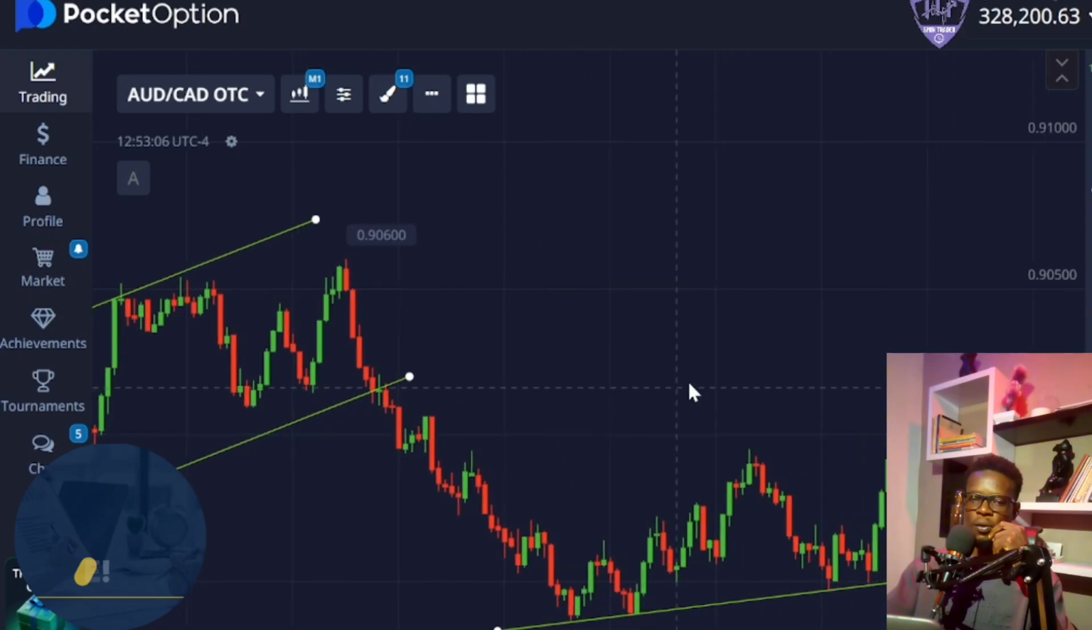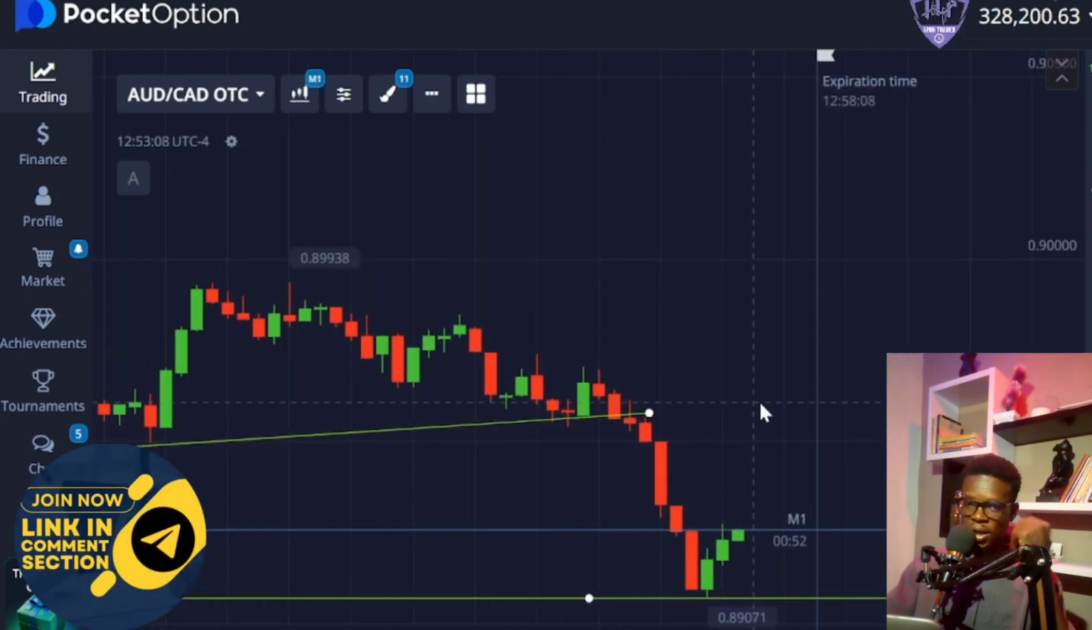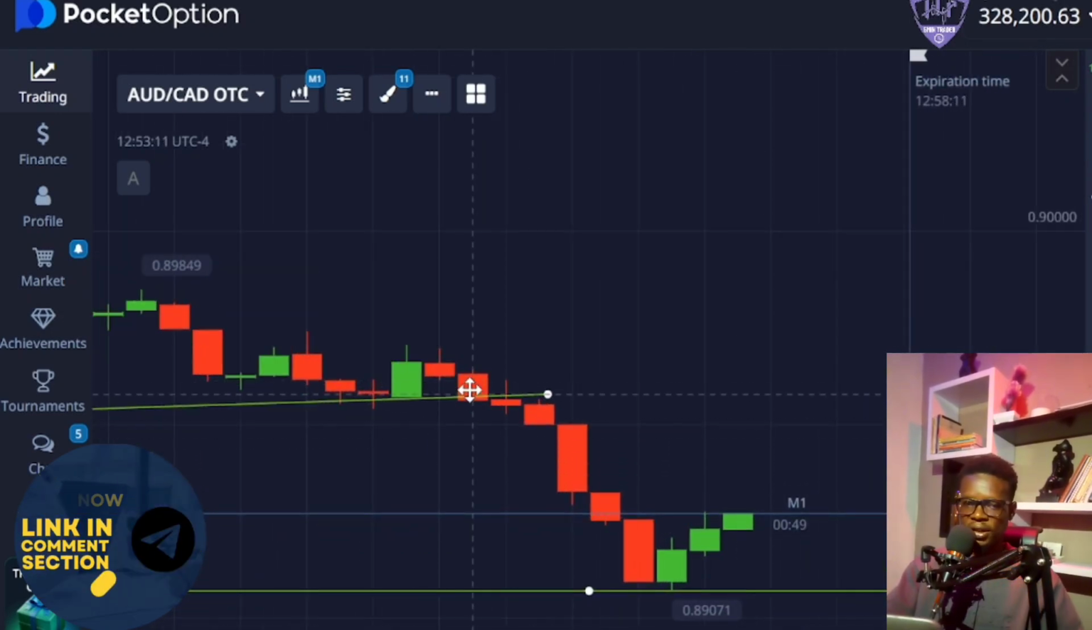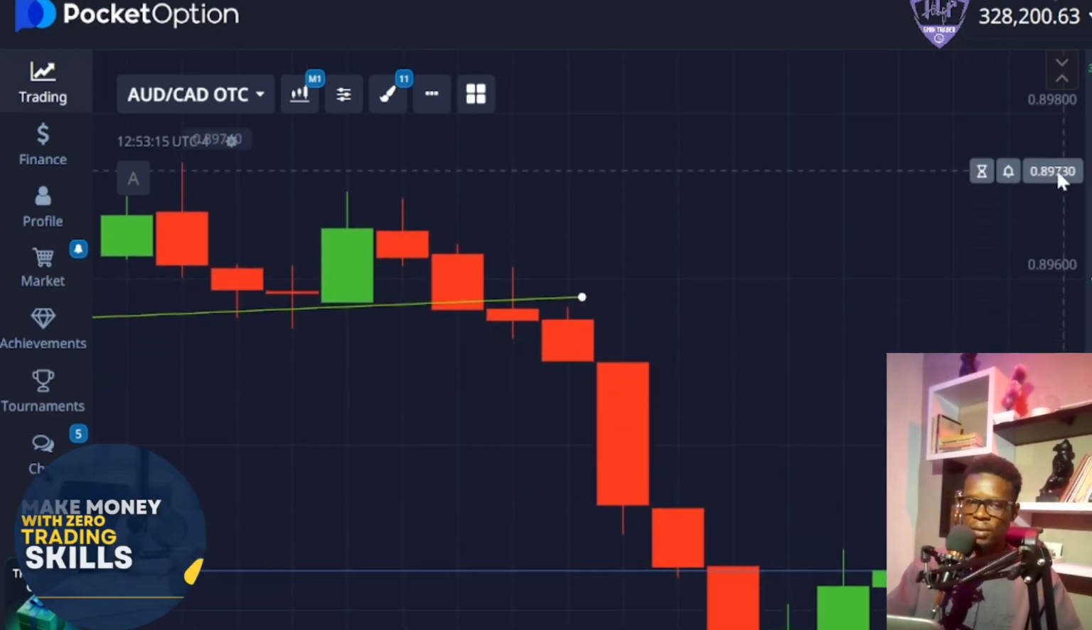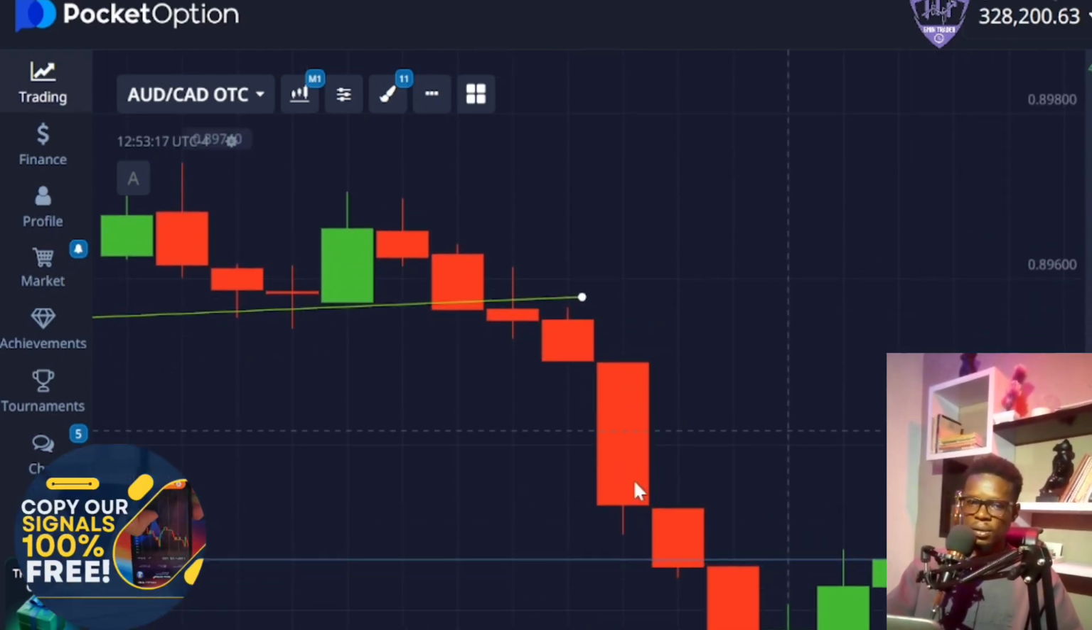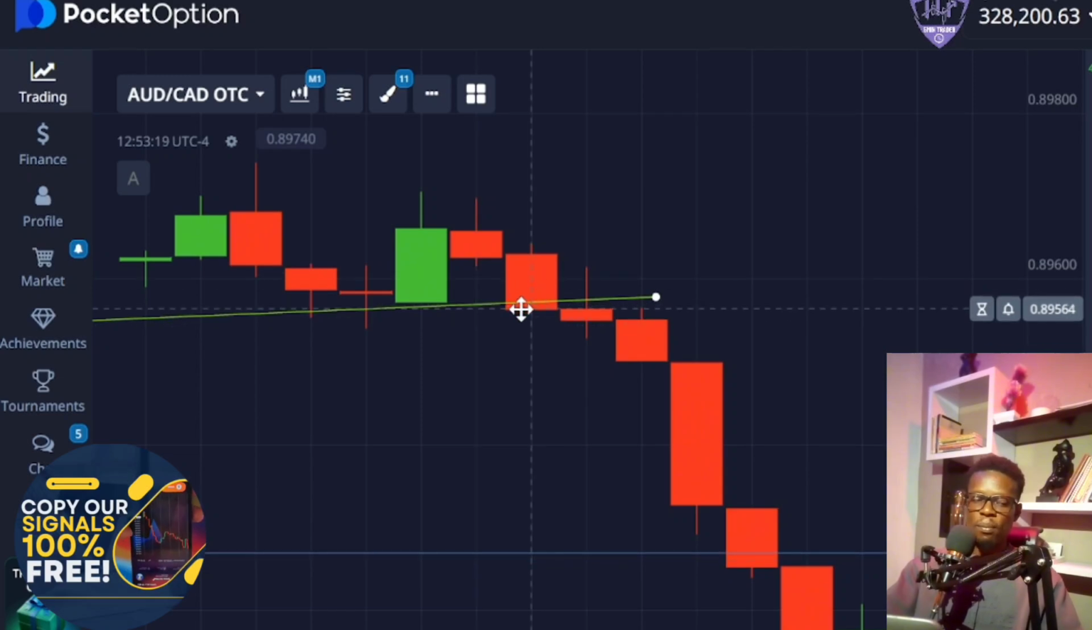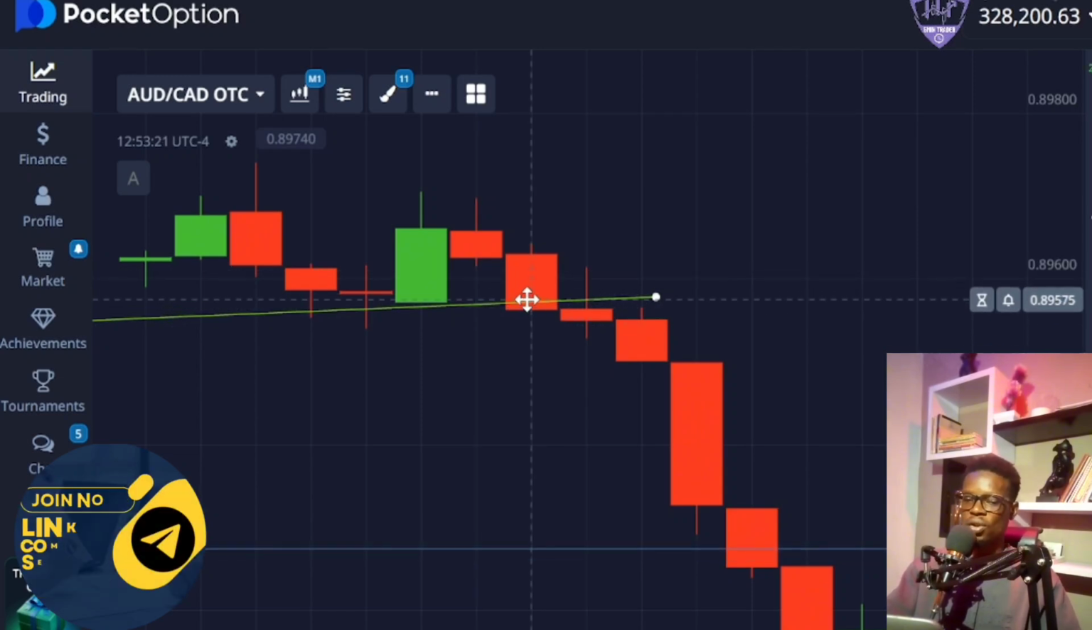Now let me move forward to something else. Look, we took our trade right here on this very level. This very candle is where most traders would freak out and they would not enter a trade.